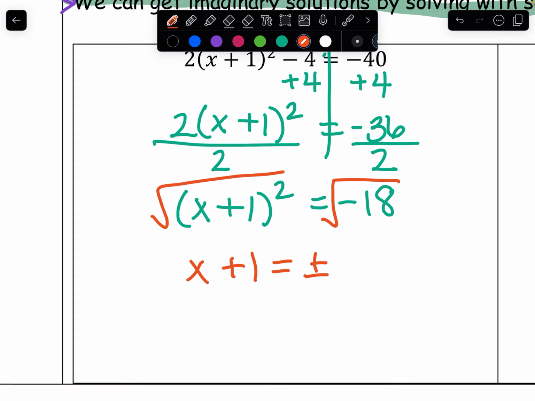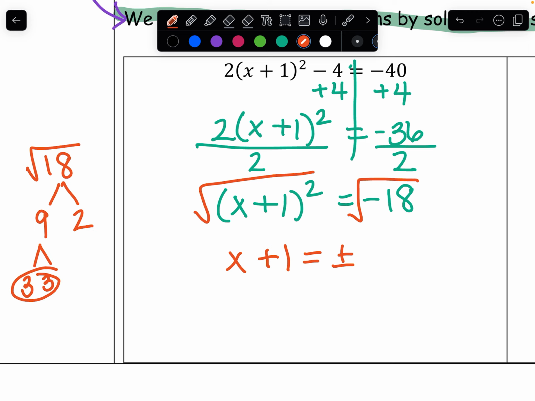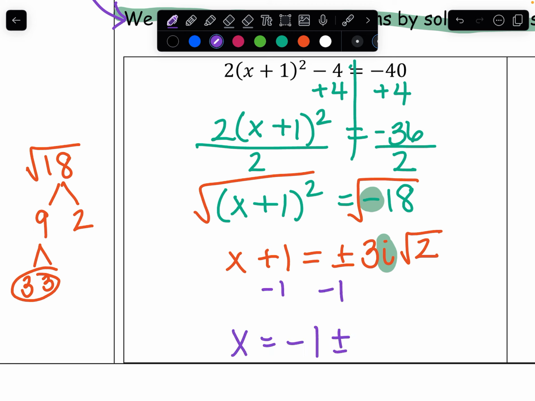Well, I'm going to simplify the square root of 18 over here because 18 is not a perfect square. It is a perfect square times a non-perfect square. And so what we get is 3i rad 2. And remember, that i is because we are square rooting a negative number. Our last step is to subtract 1 to get x equals negative 1 plus or minus 3i rad 2.